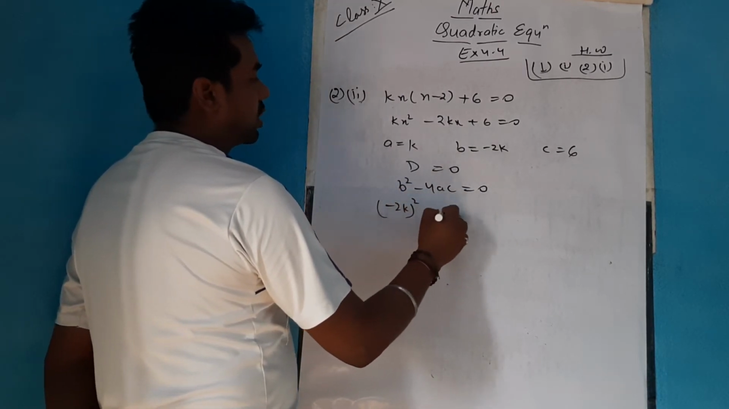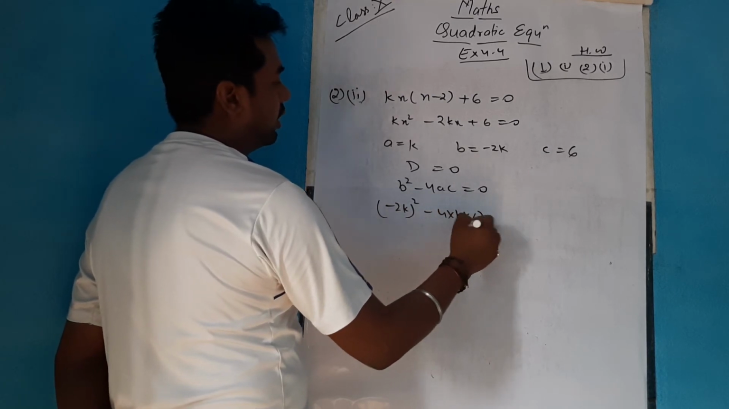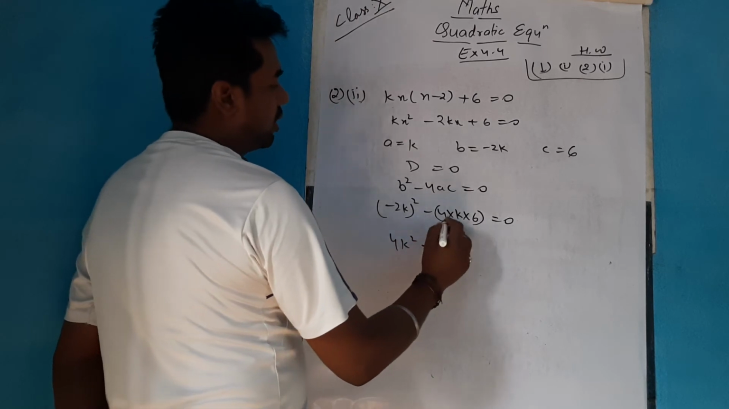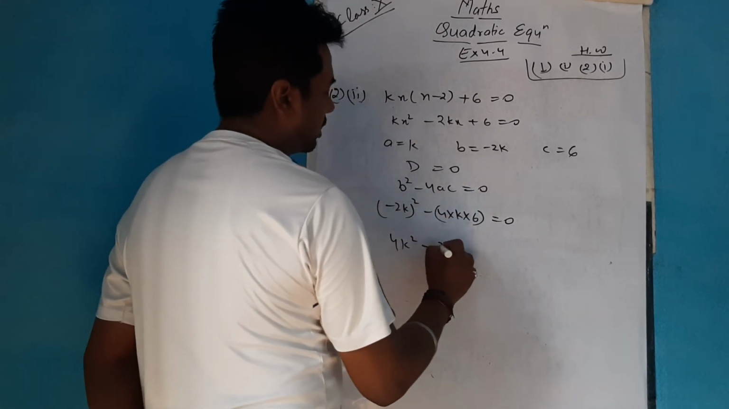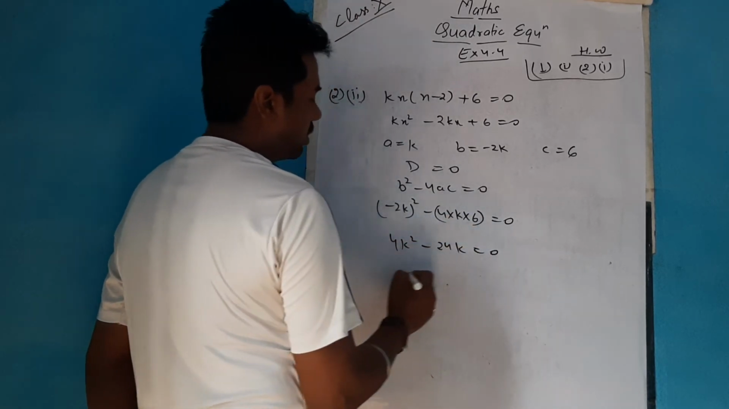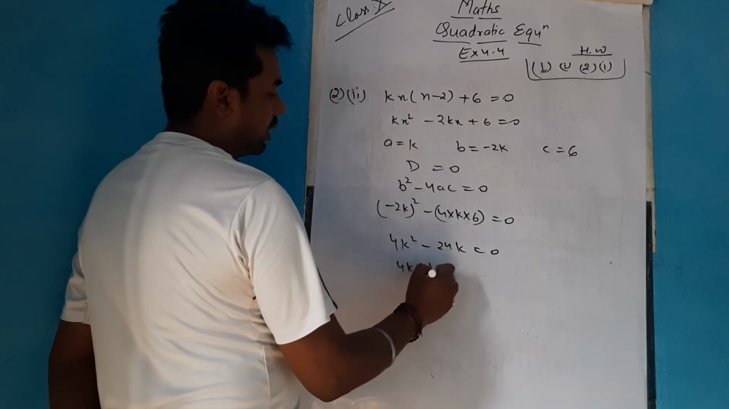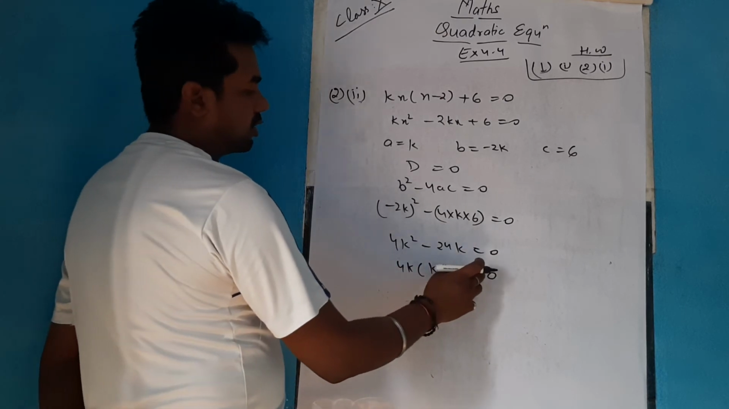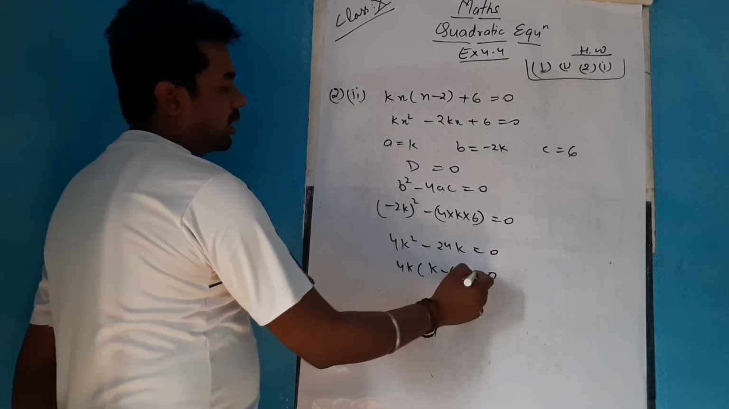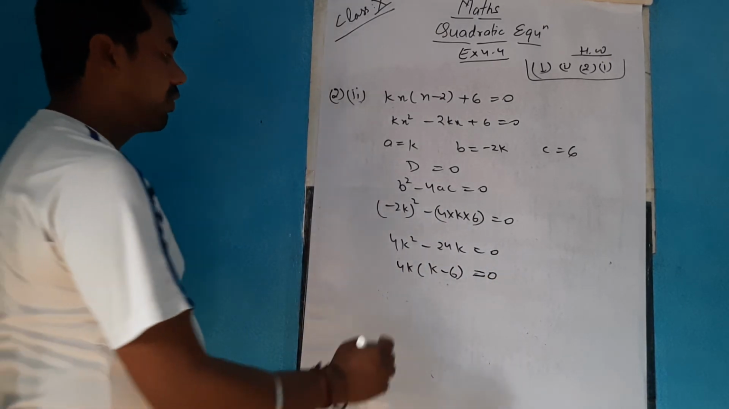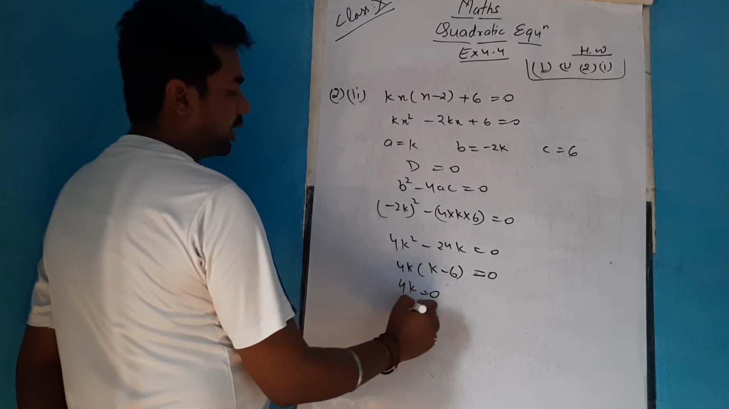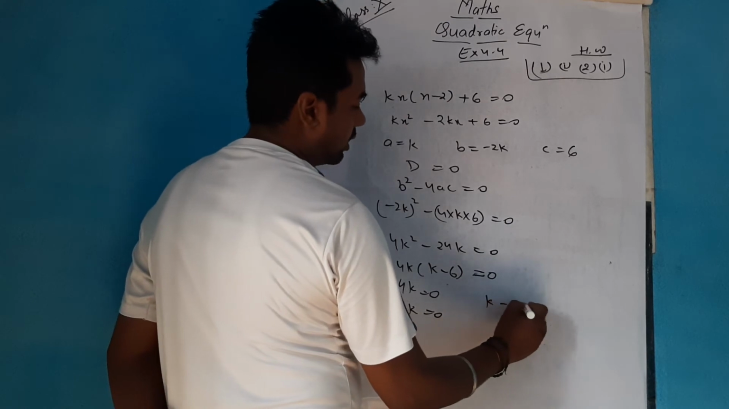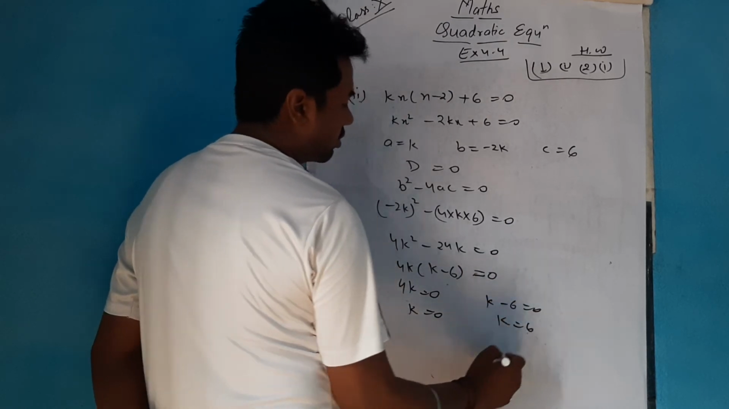That becomes minus 2k whole square minus 4 into k into 6 equals to 0. 4k square minus 4 sixes are 24k equals to 0. 4k can be taken as common, k minus 6 equals to 0. Now you'll see that 4k times k minus 6 equals to 0. Now we'll make both separately equal to 0. So one value of k is 0, and k minus 6 equals to 0, value of k equals to 6.